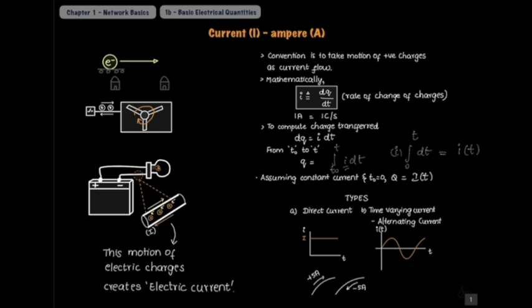So direct current, as the name suggests, the current value does not change with time. So basically, it's a constant current. The charge flow will not vary with respect to time. On the other hand, there are time varying currents, where the current or the charge flow varies with time.